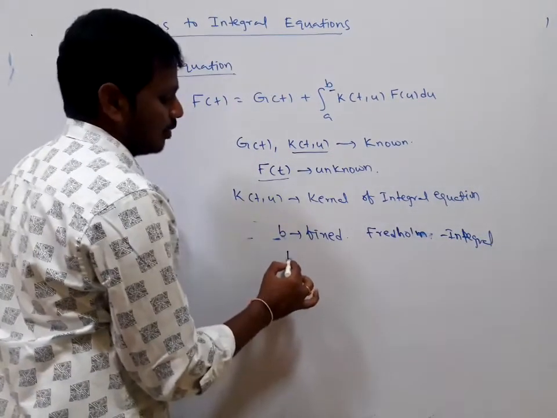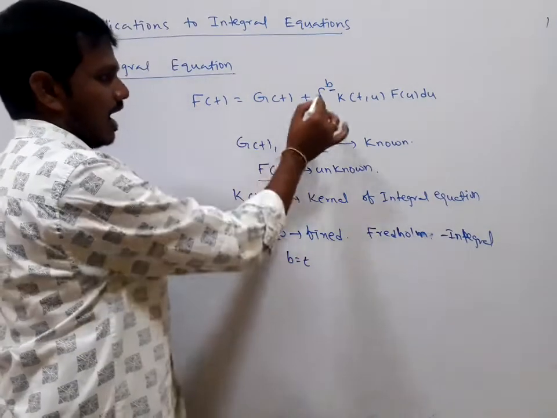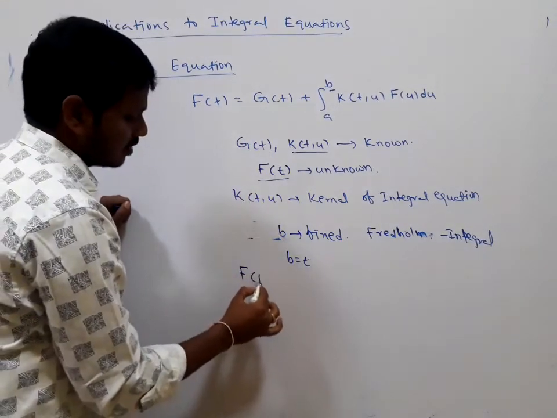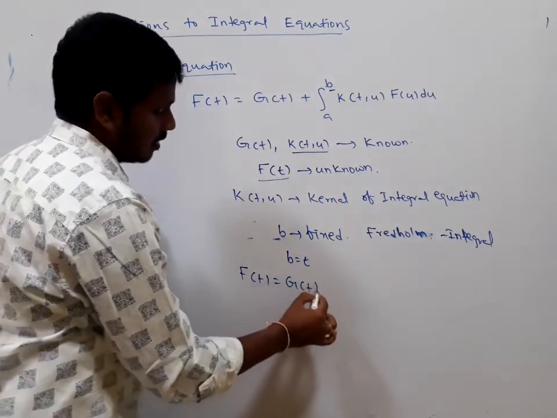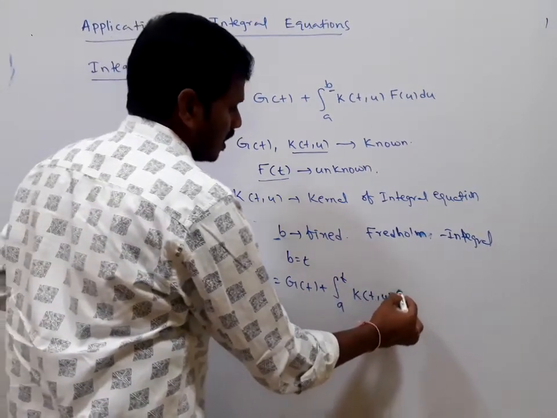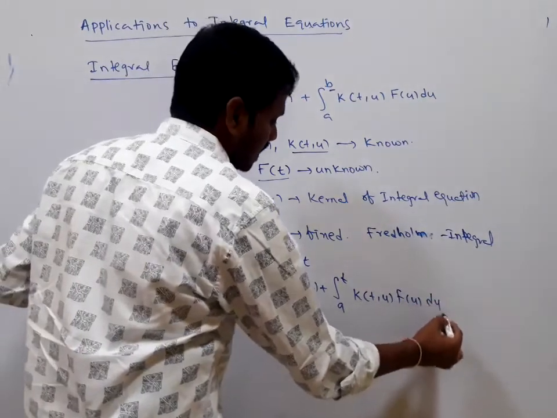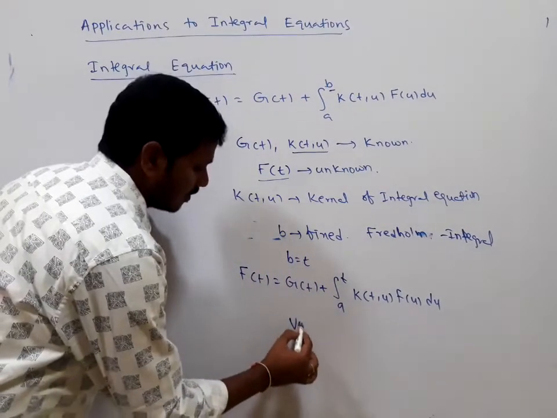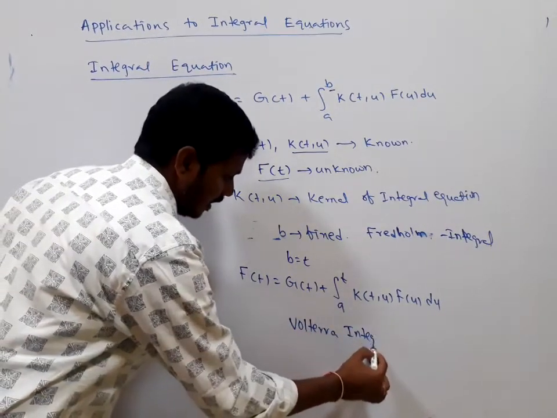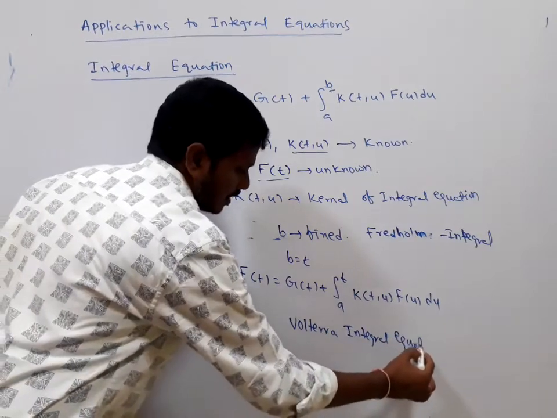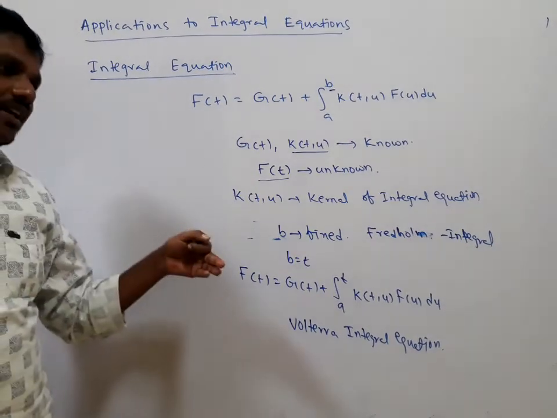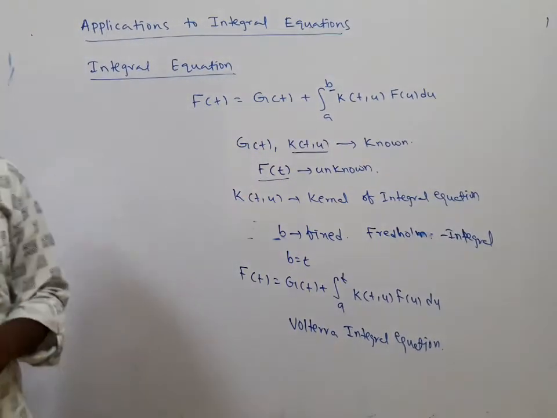Suppose b is a variable, b is equal to t. If b is fixed, this equation is the Fredholm equation, right? If I am writing that equation f of t is equal to g of t plus integral a to t k of t comma u f of u du, this equation is called the Volterra integral equation. Is it clear? This is the classification of the integral equation based on the upper limit, upper bound, right?